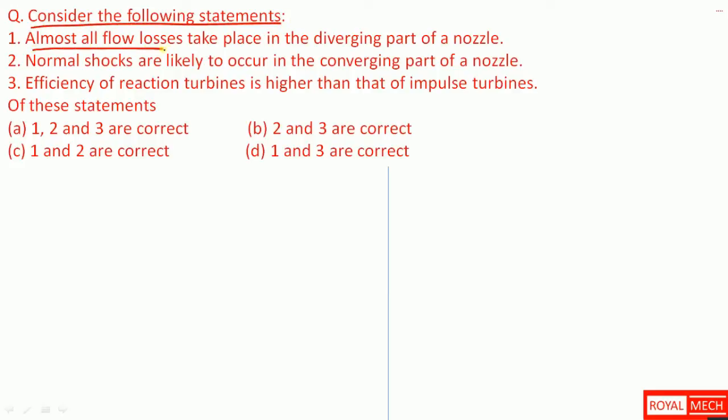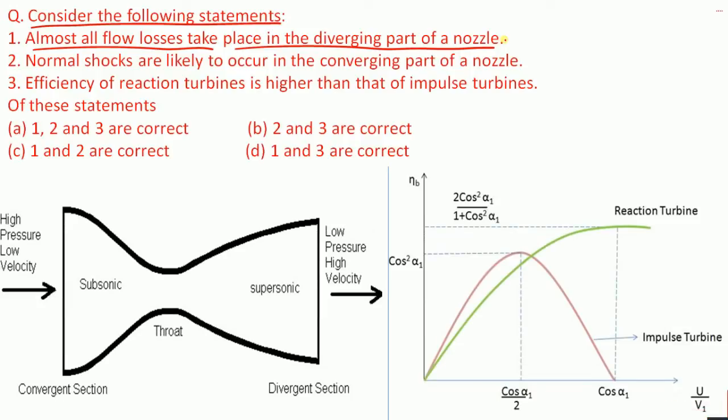Consider the following statements. Statement 1: almost all flow losses take place in the divergent part of the nozzle. When we see the nozzle, this is the nozzle, and this is the diverging part. So almost all flow losses take place in here. So statement 1 is correct.